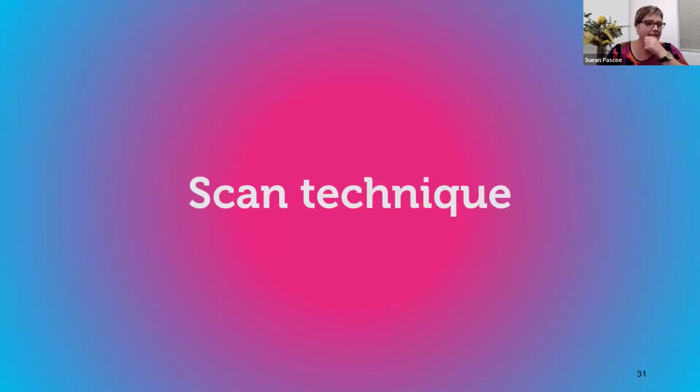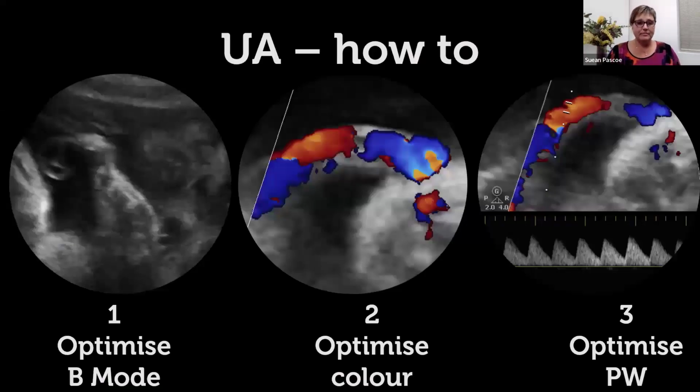So when we look at the scan technique for the Doppler artery, there's always 3 steps. You need to optimize the B mode image first and make that as good as it can possibly be. Then optimize your color and then optimize the Doppler settings, or the pulse wave Doppler settings.